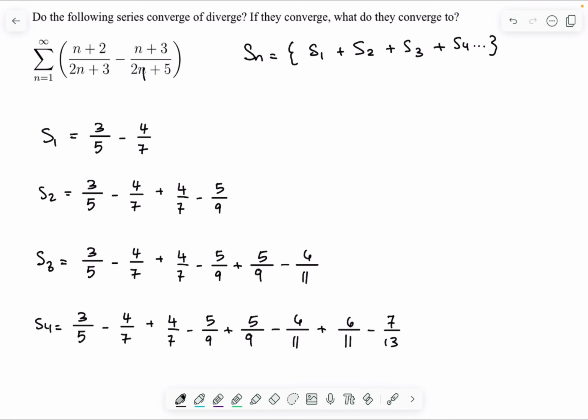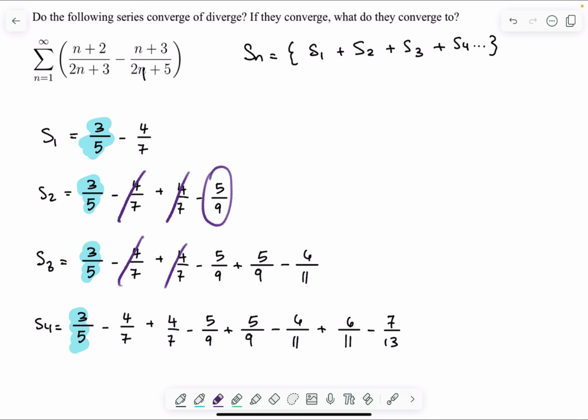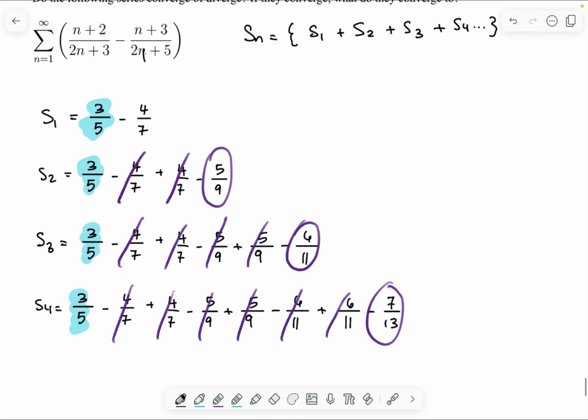At this point, you ask yourself, okay, what's the pattern? I look at this and I notice that the 3/5 is always there. And then what I notice is that these cancel out, and then this is what's left. These cancel out, and then this is what's left. These cancel out, and then this is what's left. So the pattern is that the first term, 3/5, is always there, and then the last term is always there, but it's different each time.